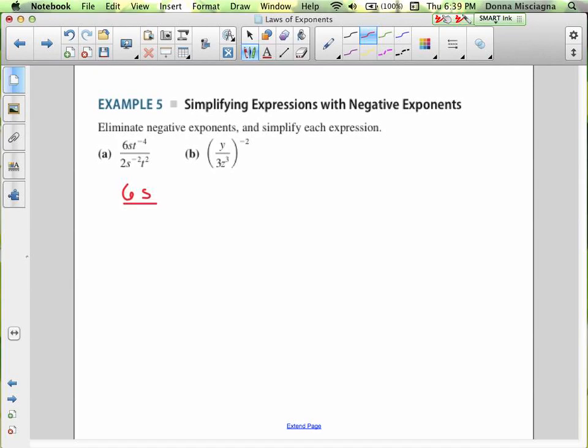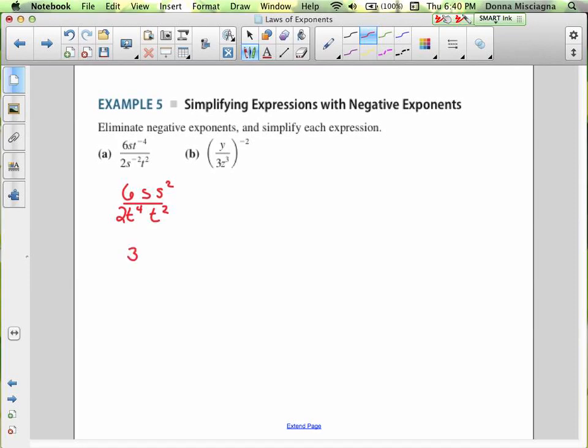All right, so the 6s is fine. That t, though, should go to the denominator and give it a positive exponent. The 2, and I'll put the 2 first, just because we normally do that. The 2 is fine. The s, however, should go up to the numerator because it has a negative exponent, and that's a t. It's fine because it has a positive exponent. So now we can reduce the 6 and the 2. That would be a 3.